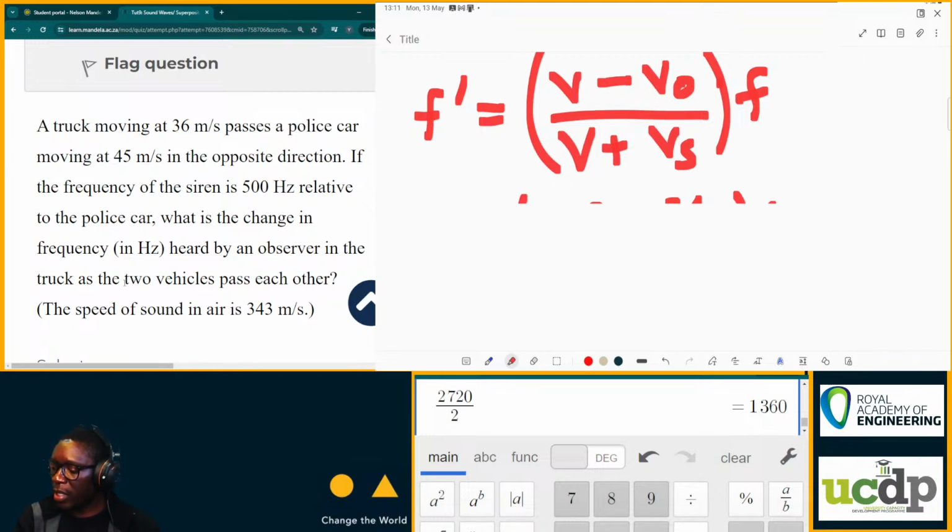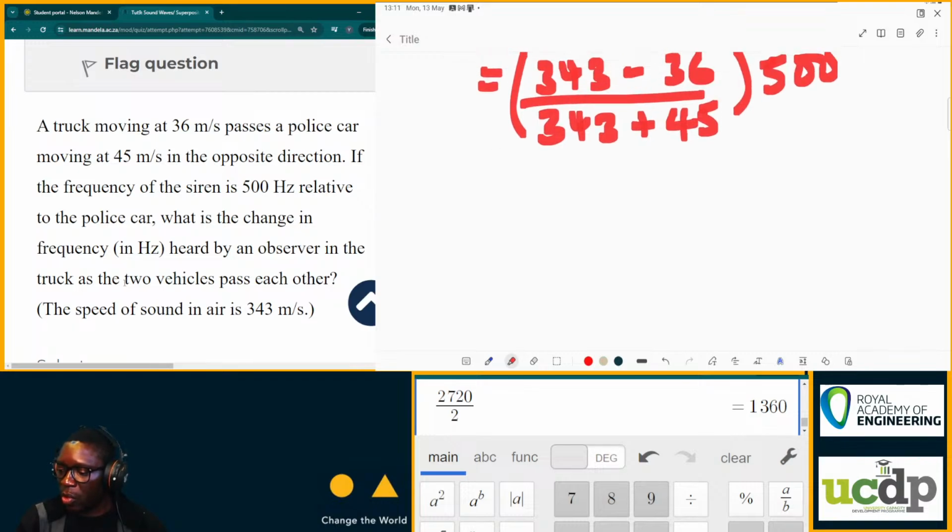Everything multiplied by 500. So I'm just going to change a few things in the expression, which is basically changing the sign in my initial calculation and nothing else. Then what I get there is 395. So we're seeing that as the two vehicles are moving away from each other, the frequency is less than the initial, 395.6 hertz.